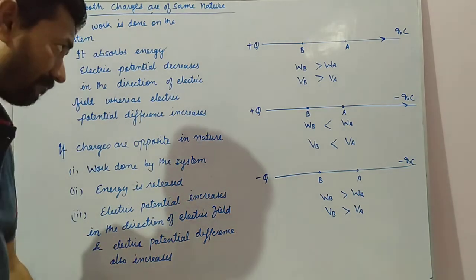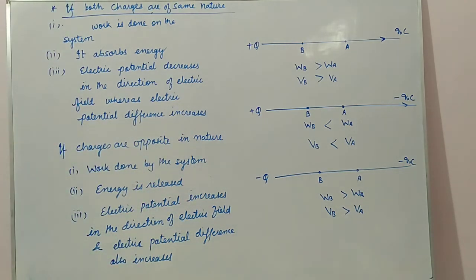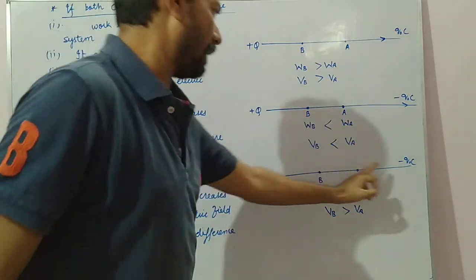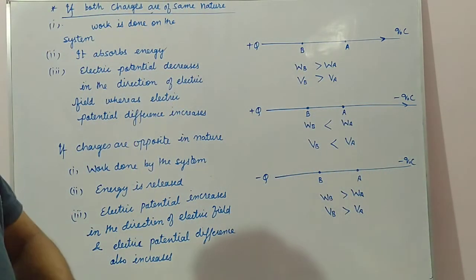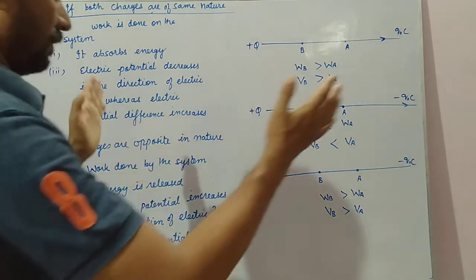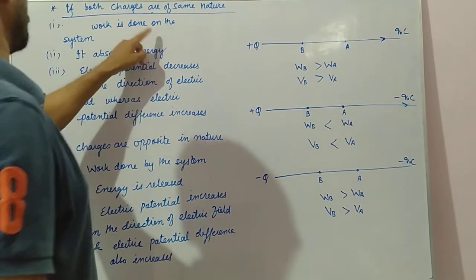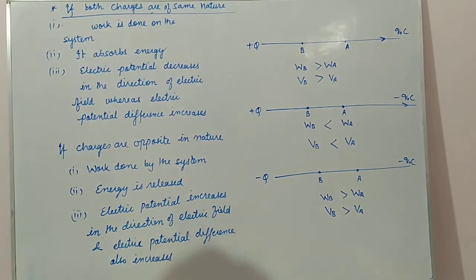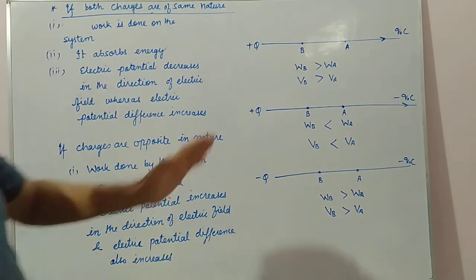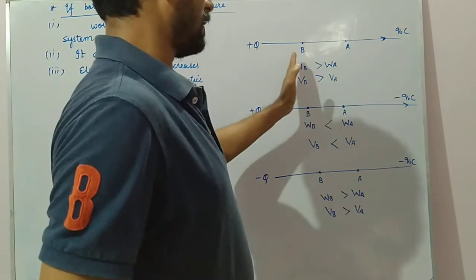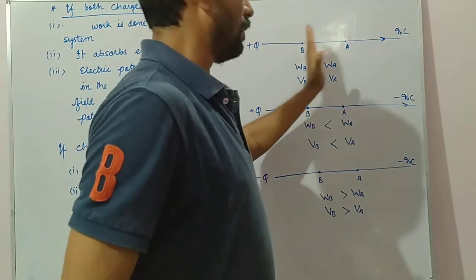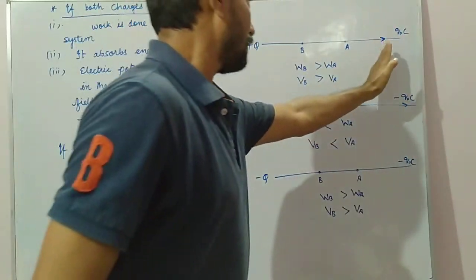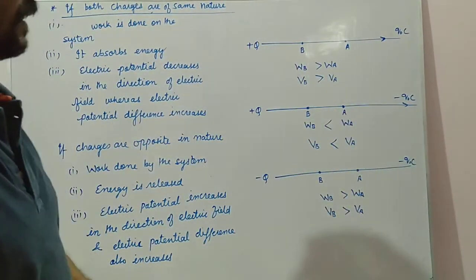Now see here, both the charges are positive in nature, both are negative in nature. In that case, what happens? There is repulsive force, so work is done on the system. So the system will absorb energy. When the system will absorb energy, as it will come closer, the electric potential will decrease. It will move away in the direction of electric field, the electric potential decreases. Opposite to the direction, it will increase.